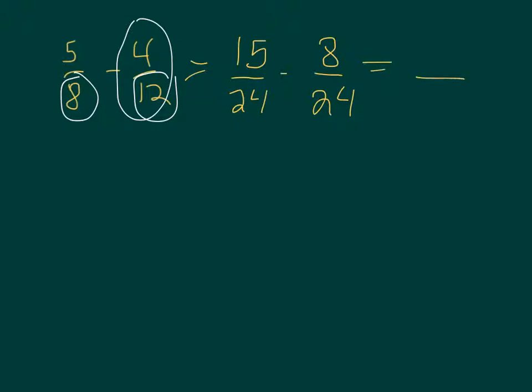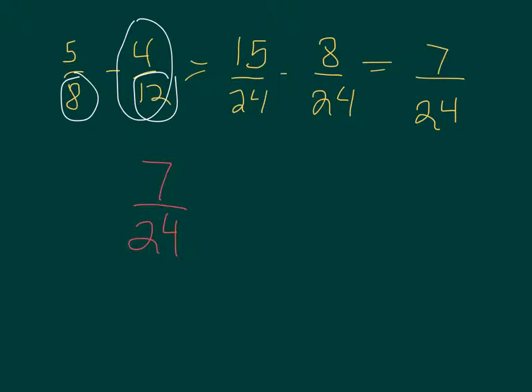Bringing the 24 over, don't do anything with the common denominator, you just bring it over. 15 minus 8 is 7. So I have my 7 over 24 after I subtracted.